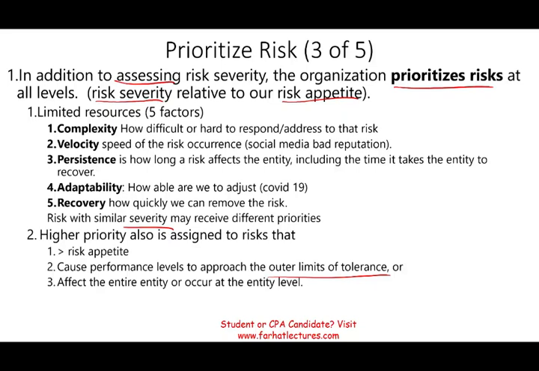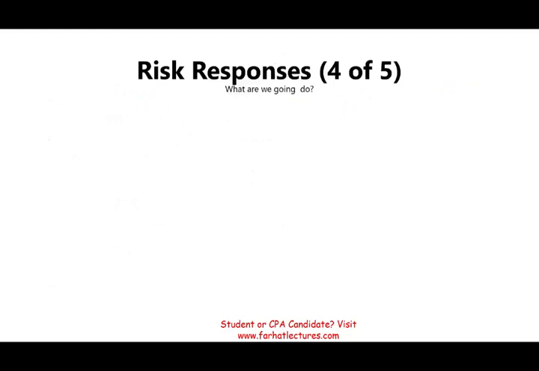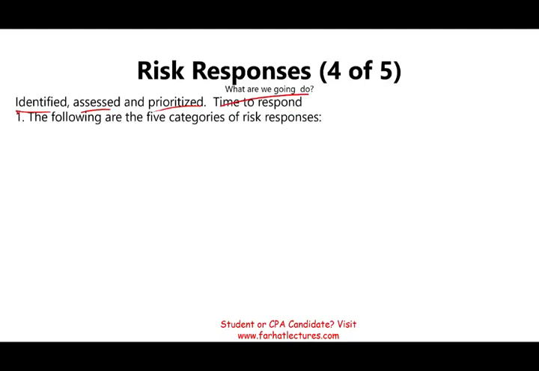So now we prioritize the risks. Now we know what we have to do: we have to respond to that risk. What are we going to do about those risks? So we identified, assessed, prioritized, and now it's time to respond. So how do we respond? The following are five categories of risk responses, and usually those topics are tested on the exam. For example, they'll give you a scenario: what type of response is that? The first response is acceptance.